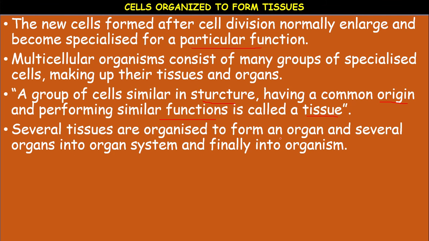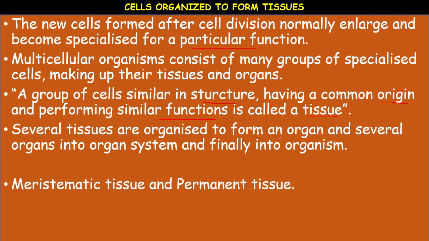The several tissues are organized to form an organ, and several organs are organized to form an organ system, and finally organized to form an organism. So, cells divide and form tissues, tissues combine and form organs, organs combine to form organ system, organ systems combine to form the organism. Okay, children? So, that is the organization in living beings.